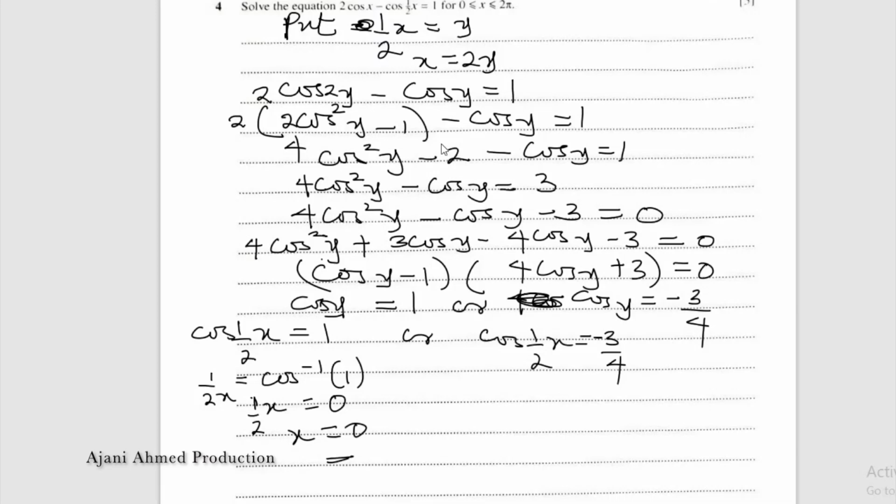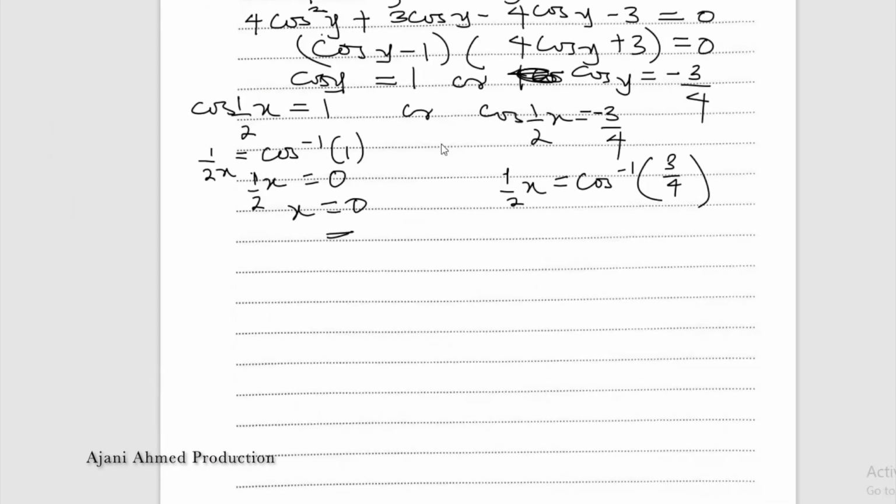Let's look at the other one here. Half x will be inverse cos of negative 3 over 4, which we give in radian. Our calculator must be in radian.